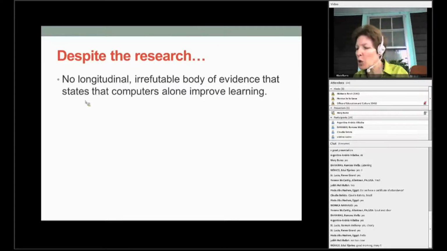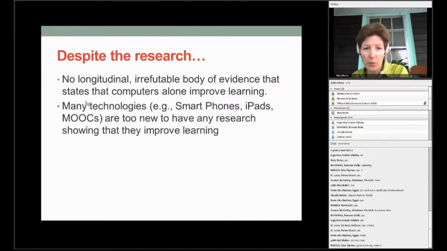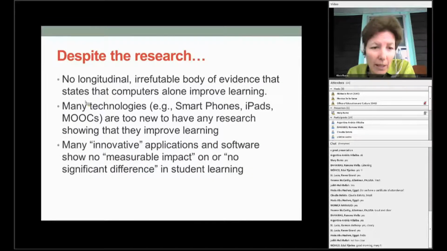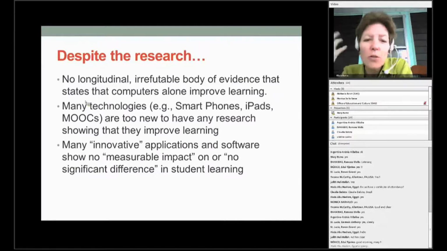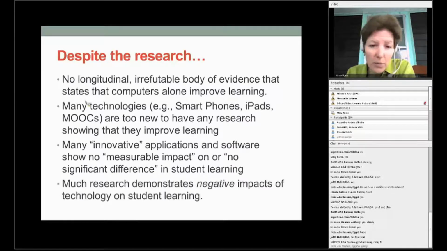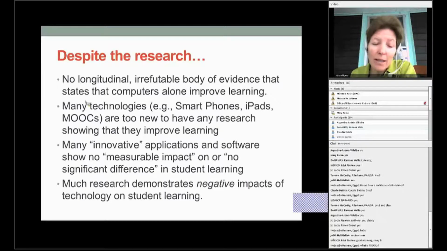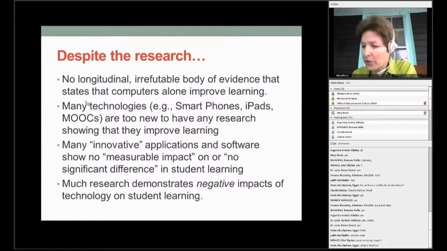There is no long-term body of evidence that actually shows that computers alone can improve student learning, and you probably know all of this. There are many new technologies that we're being encouraged to use, but there really is no research behind them, so we don't know if they can really make an impact. We know they're exciting, but we don't know if they actually do anything to improve student learning. There are many innovative applications and software that we love to use, but they don't show any measurable impact. They don't show any significant difference in terms of student learning. And there's actually research that shows that there is a negative impact of certain types of technology.